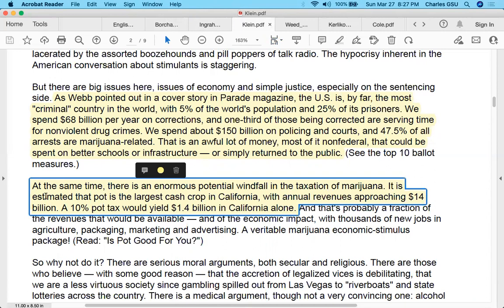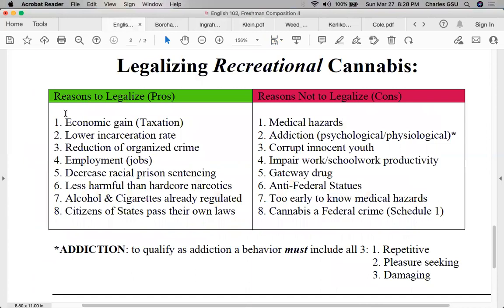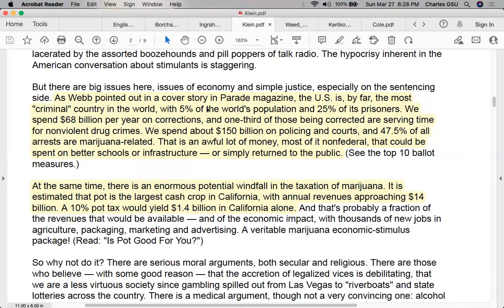A 10% pot tax. And generally speaking, depending on the state you live in, it's anywhere from 8 to 10% sales tax. Every time you buy a gallon of milk, you're charged 8 to 10%, depending on the state where you're living. A 10% pot tax would yield $1.4 billion in California alone. Right. So again, that's that economic gain argument. So Klein is another source for those who would like to legalize.